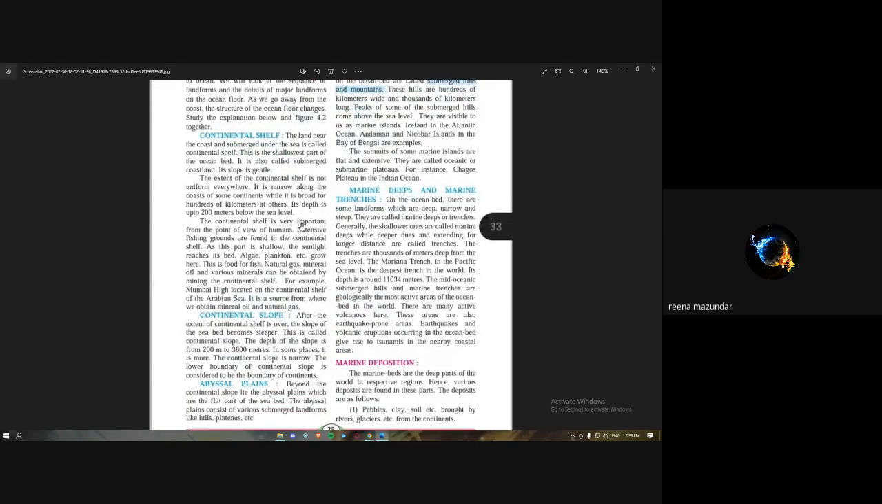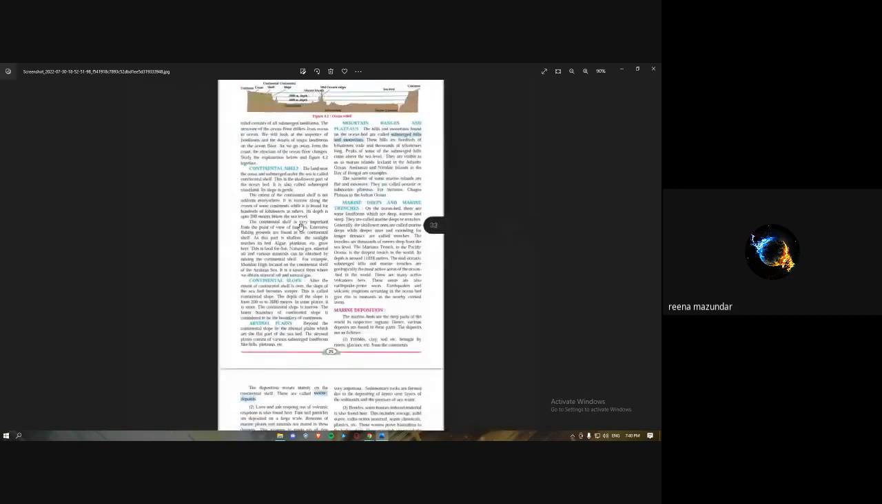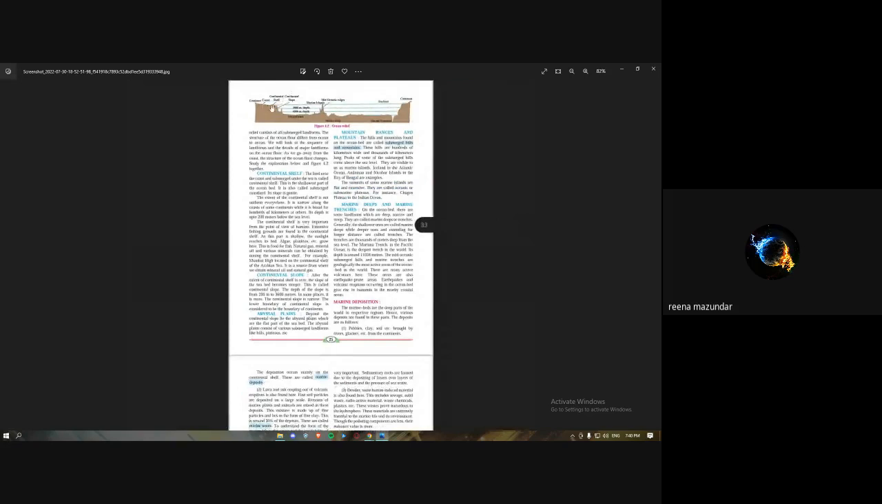So the land near the coastal area and submerged under the sea is called continental shelf. This is the shallow part of the ocean bed. It is also called submerged coastland and the slope is gentle. Now this continental shelf is a very important place. Now if I look at my screen, I am putting on my arrow. Continental shelf, it is very near to the sea.